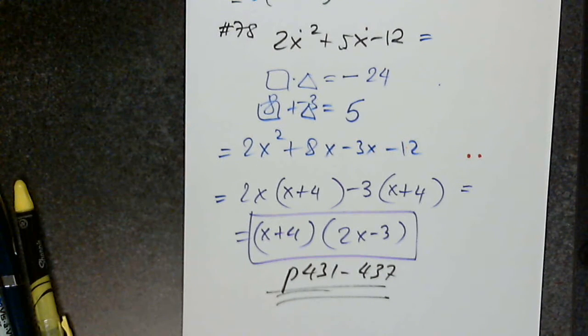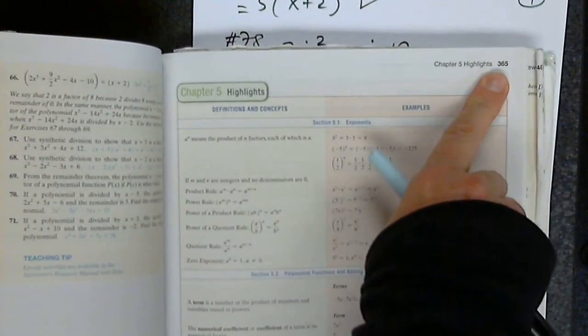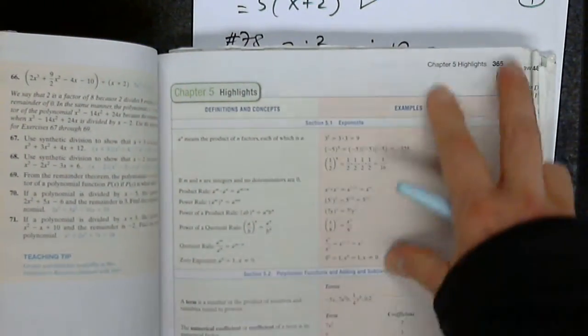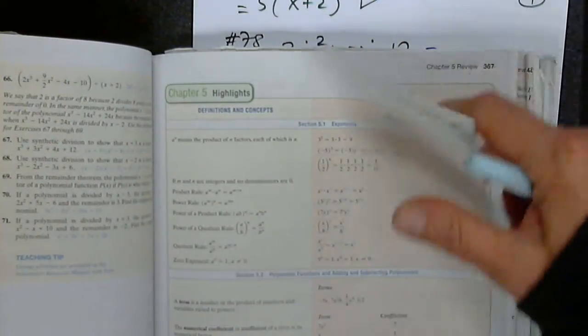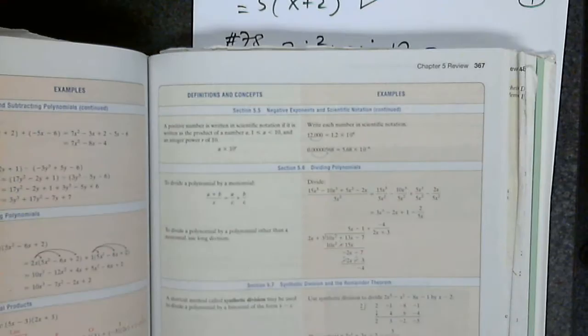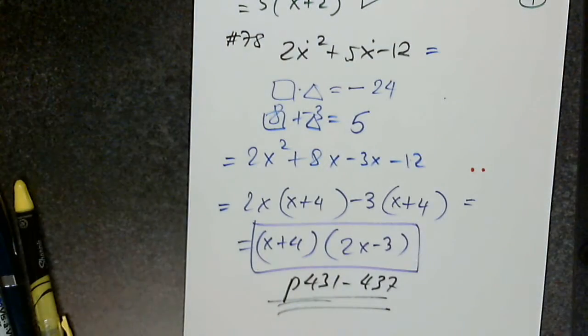Again, at the end, you have highlights, highlights, highlights, and review. Right here, page 365. Highlights, concept, definitions, and examples. So everything should be done between now and Tuesday. So you can ask questions. Come back with a list of questions and problems.